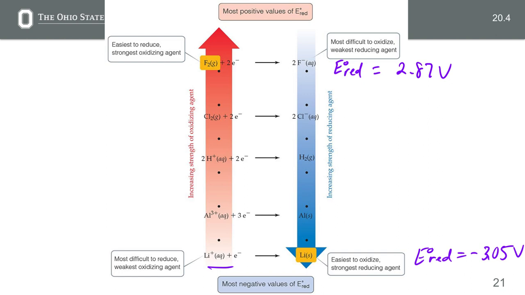Now, we have a species on the reactant side and a species on the product side for each of these half reactions. Notice the relationship. F2 in this top reaction is the strongest oxidizing agent, so really good at being reduced. On the product side, we have our weakest reducing agent. So if the thing on the reactant side is the strongest oxidizing agent, the thing on the product side is the weakest reducing agent. So keep an eye on those trends.